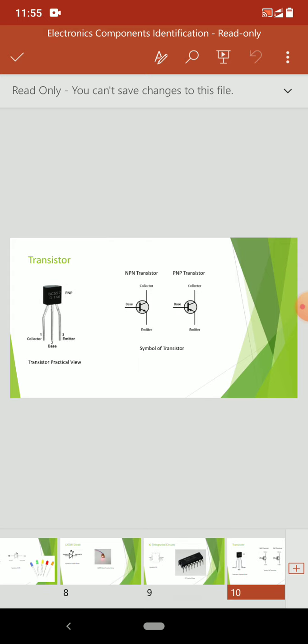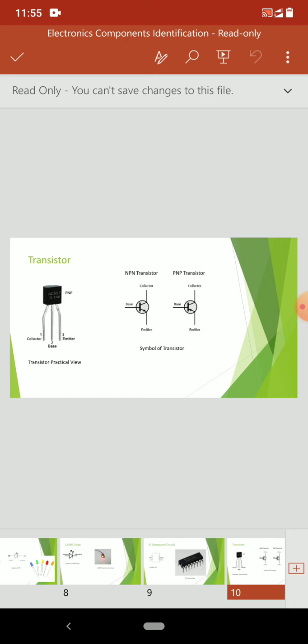The next type is transistor. The symbol of transistor is shown here. A transistor has two types, NPN transistor and PNP transistor. It has three terminals, collector, base and emitter. The arrow is always at the emitter terminal. In the NPN transistor, the arrow direction is outward, and in the PNP transistor, the arrow direction is inward.